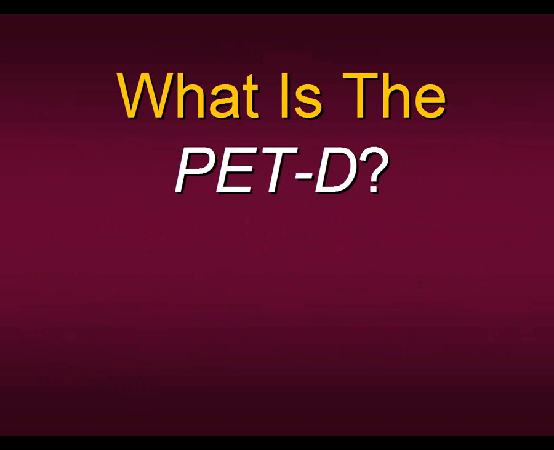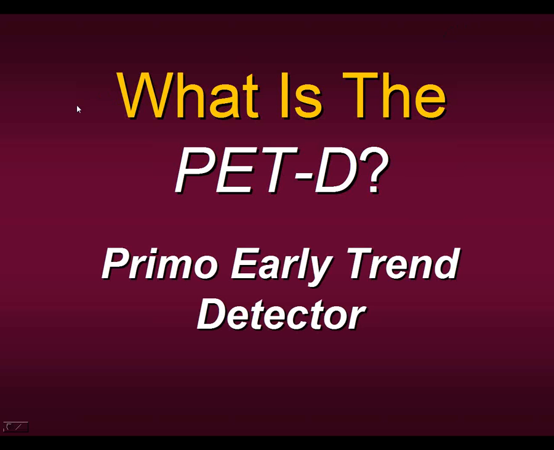All right, so let's start at the beginning. I'm sure a lot of you are saying, what exactly is the PET-D? That's kind of a funny name. I don't really understand what that stands for. And simply put, the PET-D is the Primo Early Trend Detector. All right, that really pretty much sums it all up.